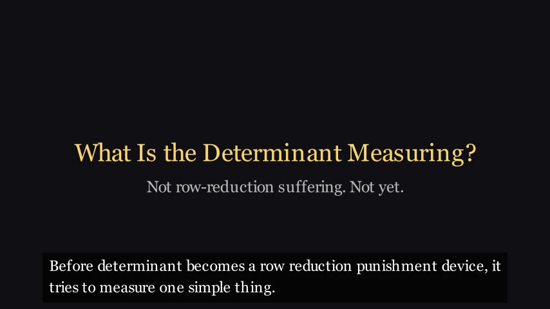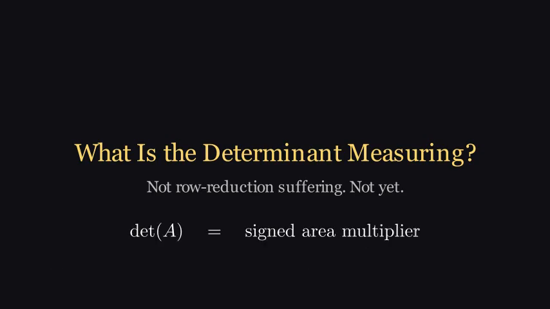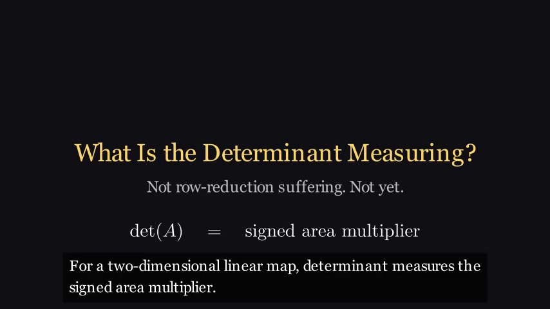Before determinant becomes a row reduction punishment device, it tries to measure one simple thing. For a two-dimensional linear map, determinant measures the signed area multiplier.